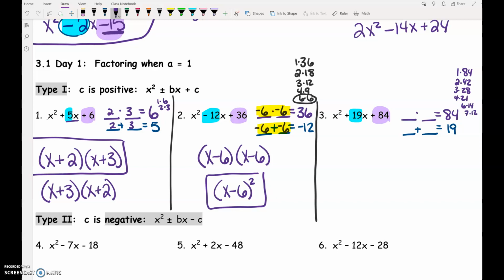Did you pause the video? Are you sure you paused the video? Are you sure you tried this on your own?